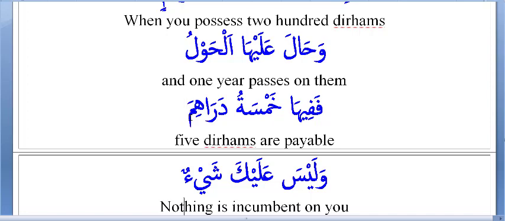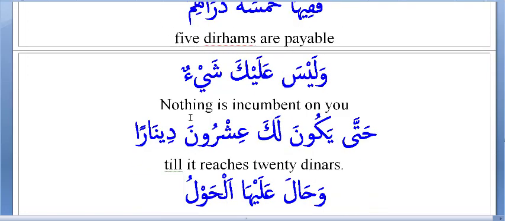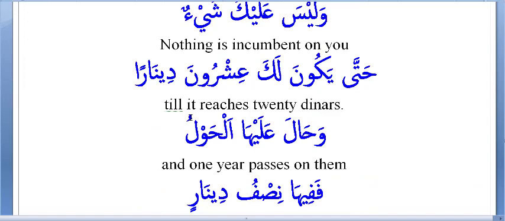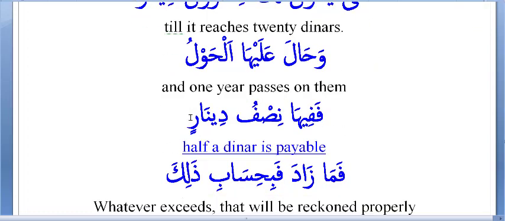And nothing is upon you until it reaches 20 dinars. Also, when you go to gold, nothing is upon you until it reaches 20 dinars. Before it was 5 dirhams, 200 dirhams; now 20 dinars. That's the gold. And if you keep that level for 1 year, you pay half a dinar.